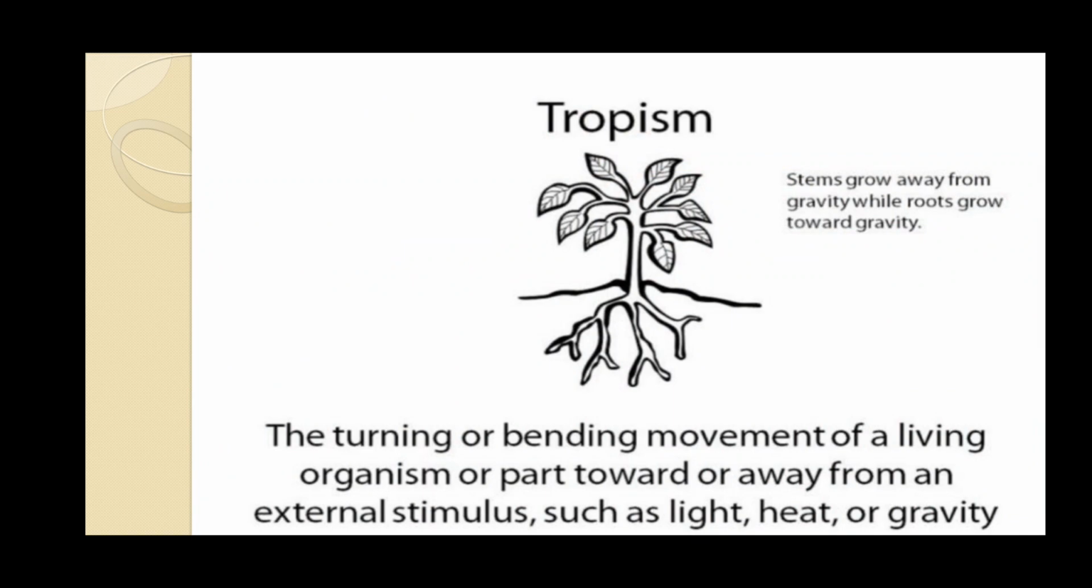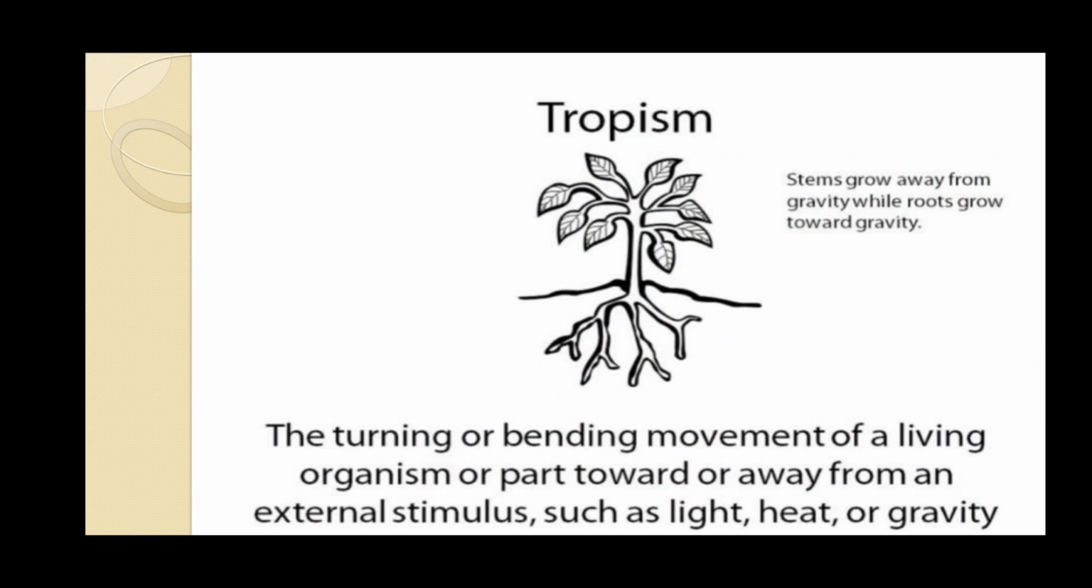Now, what does tropism mean? Tropism means the turning or bending movement of a living organism or part towards or away from any external stimulus, which we have discussed in our previous chapter also, that living things respond to stimuli. So here the stimulus may be light, heat or gravity. The stem always grows away from gravity, and roots grow towards gravity. So this is due to tropism.